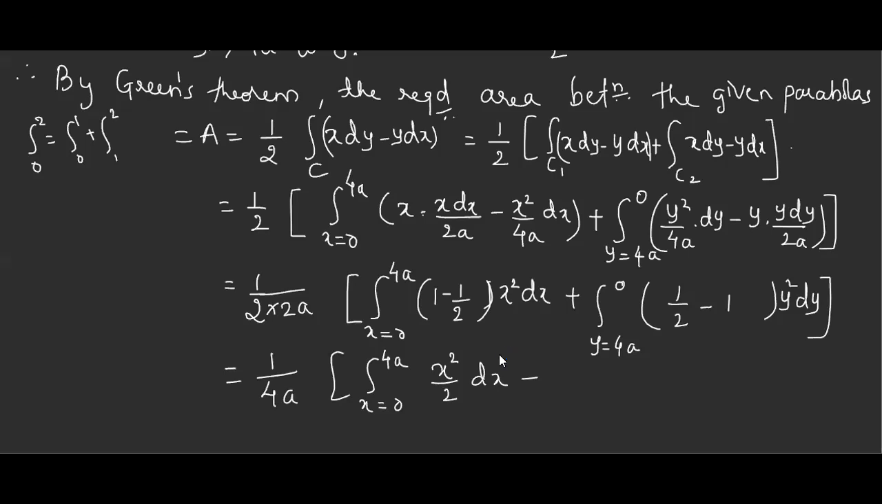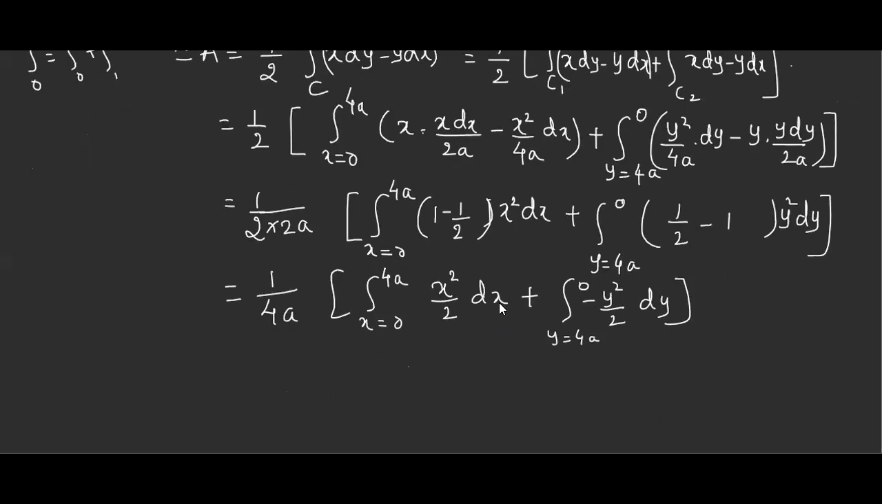Is it right? Okay, here is something very interesting. Half minus 1 is how much? Minus half. So that minus half is there. I'll write it as minus y square by 2 dy. Now, 1 by 2, 1 by 2, can I take them out? Yes, 1 by 2 can be taken out.